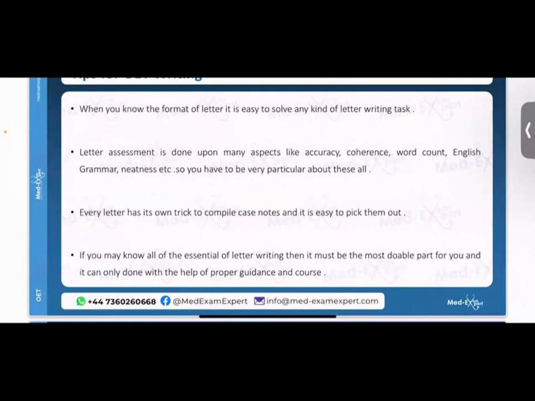If there are some minor mistakes, you are good to go. But if there are a number of multiple mistakes and massive mistakes, then definitely you are at risk. You may not pass this exam.